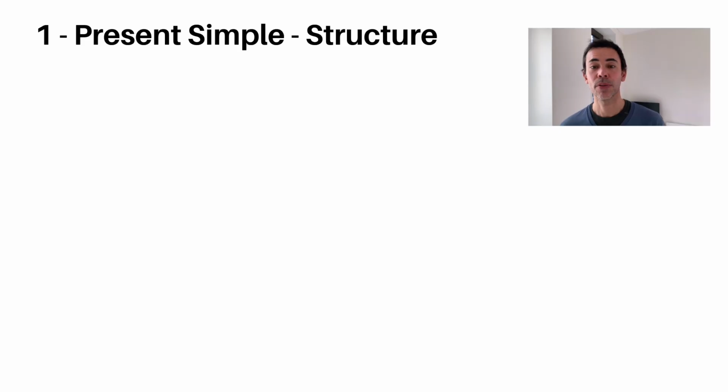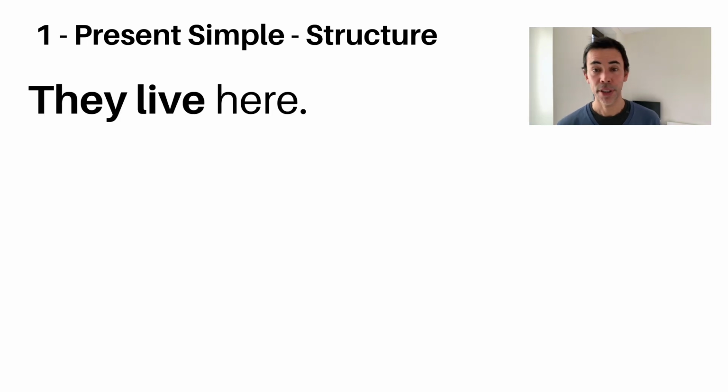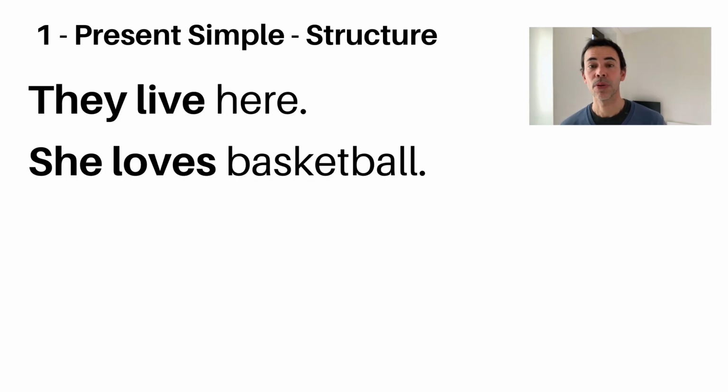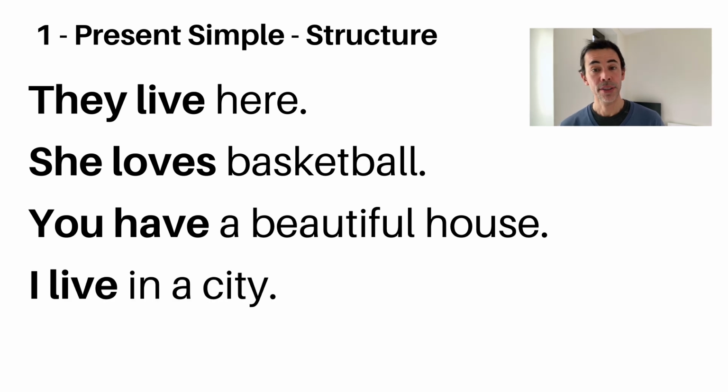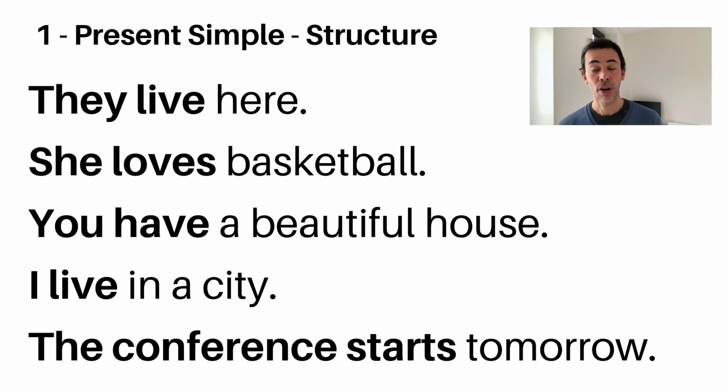So let's look at the structure of the present simple, how to form sentences with the present simple. Here are some examples. They live here. She loves basketball. You have a beautiful house. I live in a city. The conference starts tomorrow. So how do we form it? As you can see, we simply use the base form of the verb for all the subjects except the third person singular, he, she, it, where we add s.